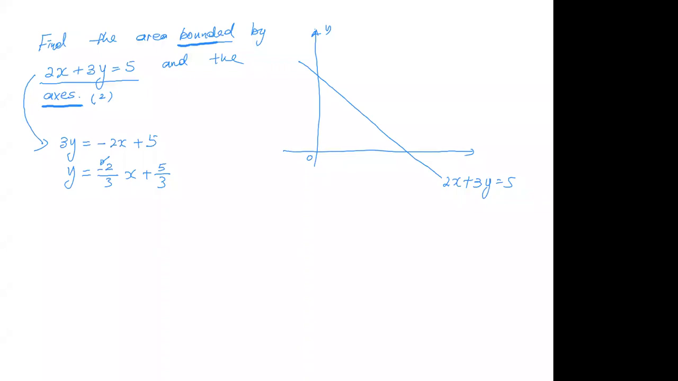So now, when I say bounded by the straight line and the axis, that means there are 3 boundaries here. Bounded by this and the axis. Do you see the shape? Yes, a triangle. So now, what is important here? What should I do in order to get the area of this triangle? Find the value of intercept for both axes. Yes, I'm supposed to get the coordinates.